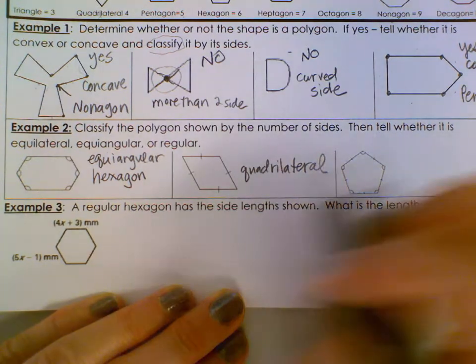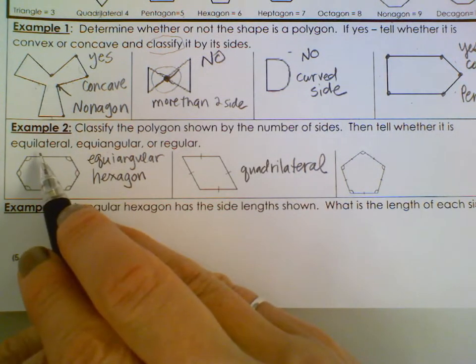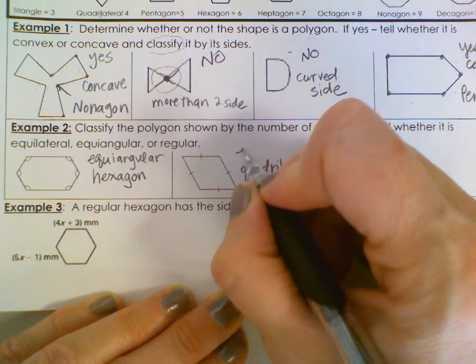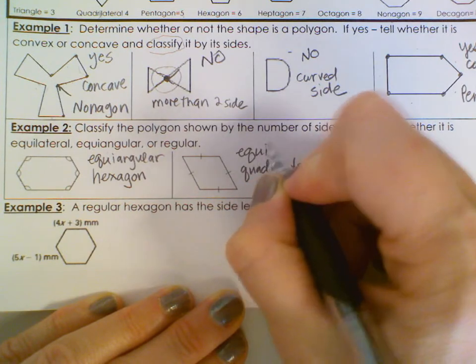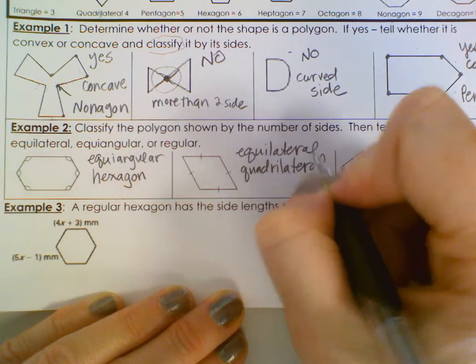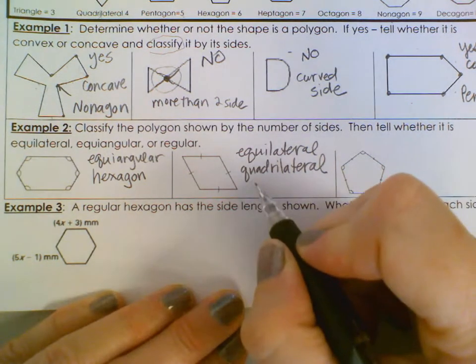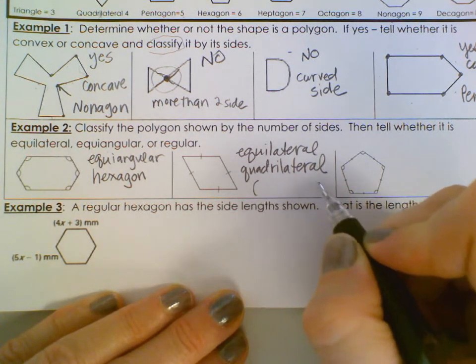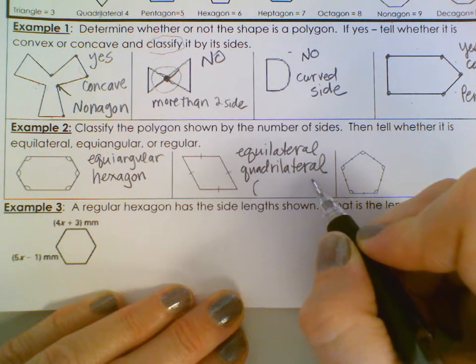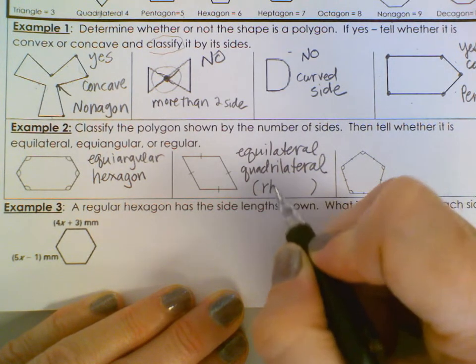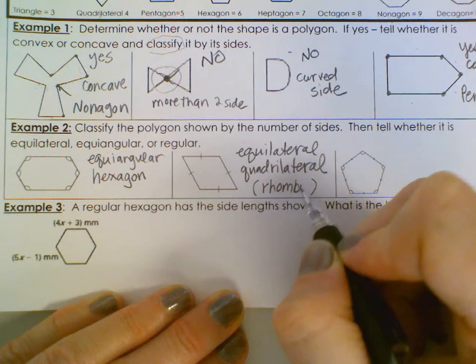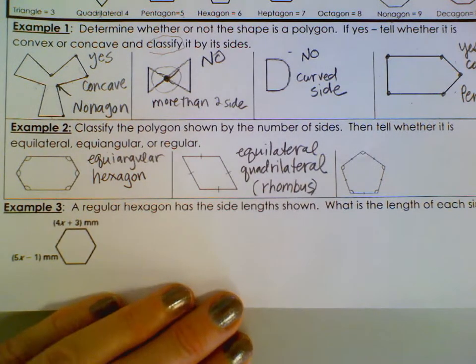Okay, and if it's got the congruent sides, it's equilateral. Quadrilateral. And quadrilaterals, a lot of them do have more specific names. So if you wanted to call it a rhombus, that's kind of its official name as well.